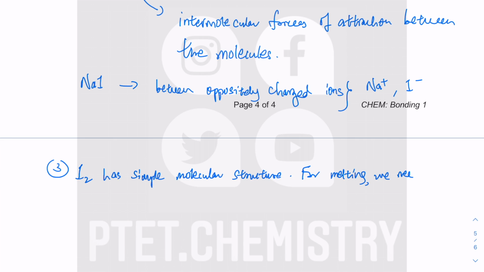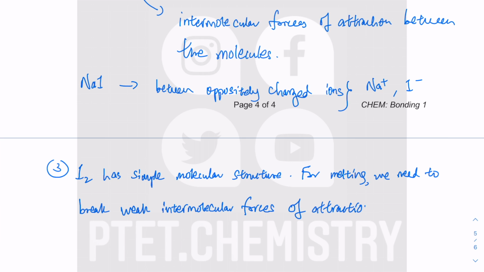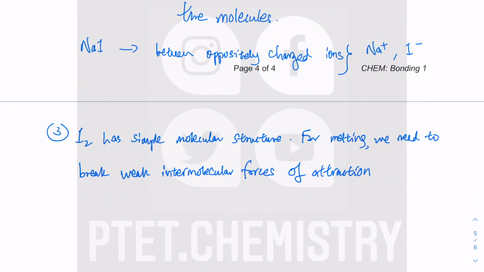So for melting, we need to break weak intermolecular forces. We have to specify exactly what we need to break. These are the kind of essay questions that you can definitely prepare for, but you need to apply in the context of the question. Okay, weak intermolecular forces of attraction between the iodine molecules. Okay, and then NaI, sodium iodide, has a giant versus simple molecular structure.